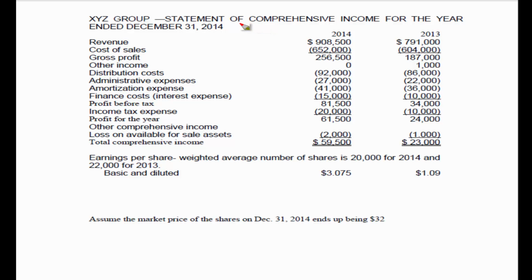This statement is called the Statement of Comprehensive Income, or for private companies, the income statement. If you can think of somebody owning a house, the balance sheet tells us that they own a $300,000 house at the end of December. What the income statement tells us is how much rent and what the expenses were for that house, in this case for the year ended December 31st, 2014.